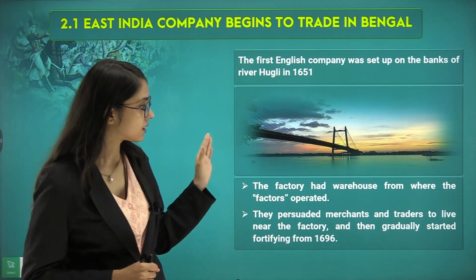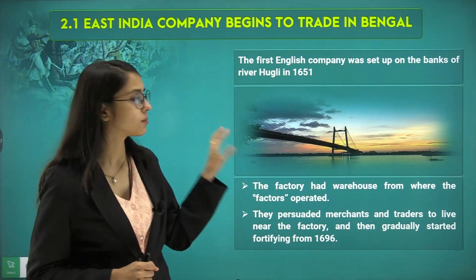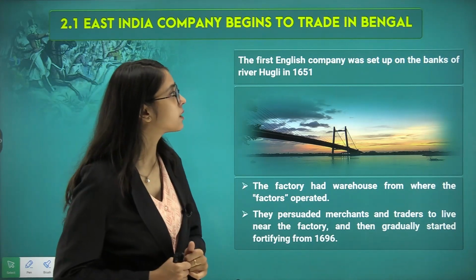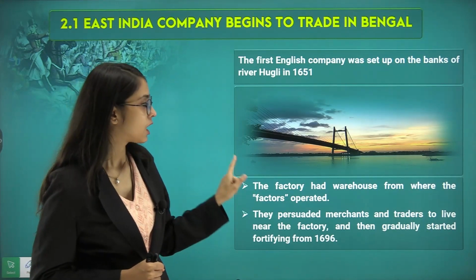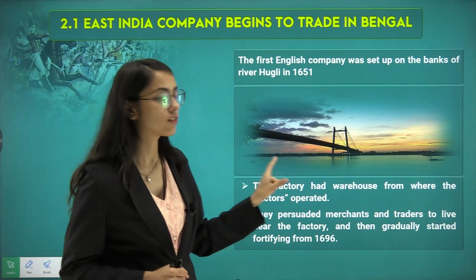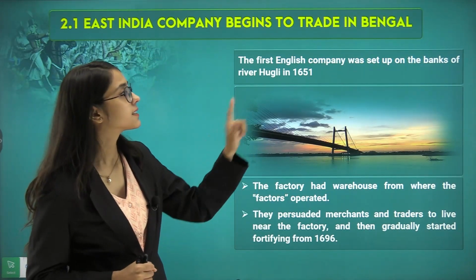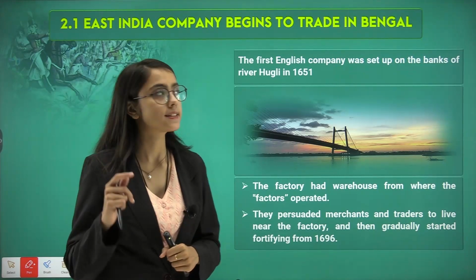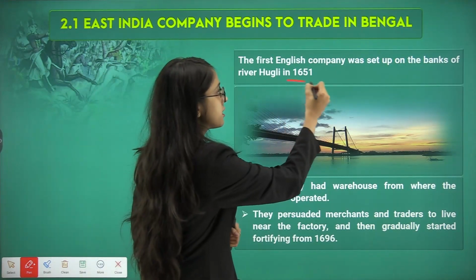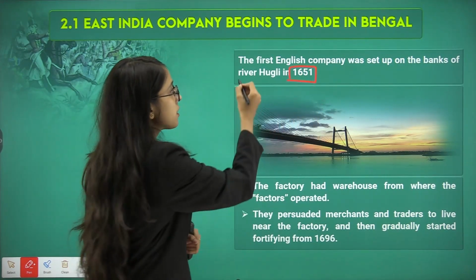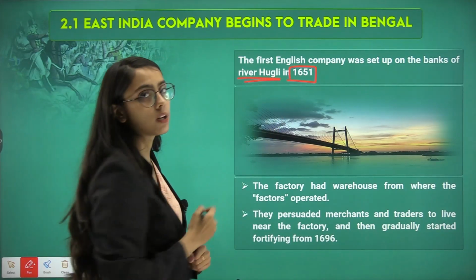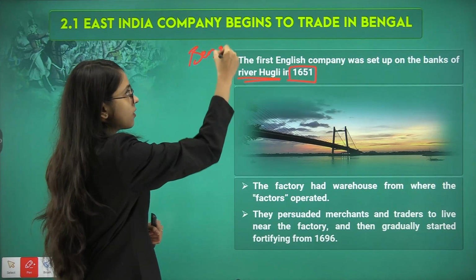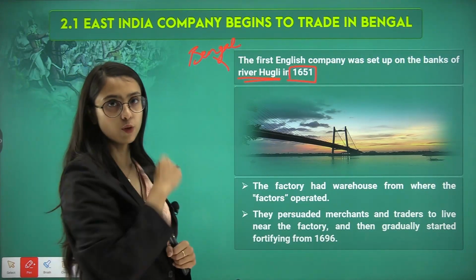As you can see here in the image, they have given a beautiful image of the Howrah Bridge. So the first English company was set up on the banks of the river Hooghly. So this is Howrah Bridge and this is the river Hooghly. In 1651, the first English company was set up on the banks of river Hooghly in Bengal. So this is important to note.